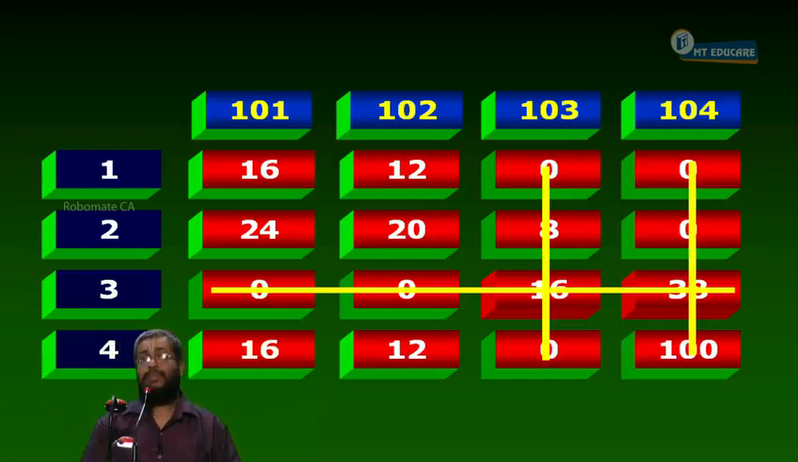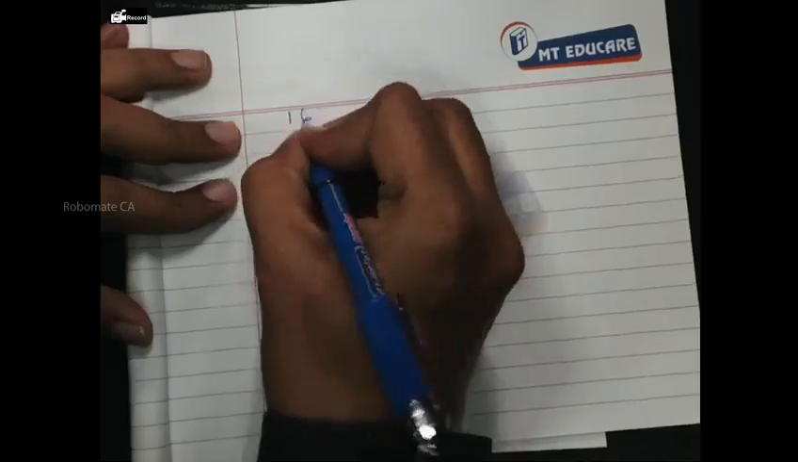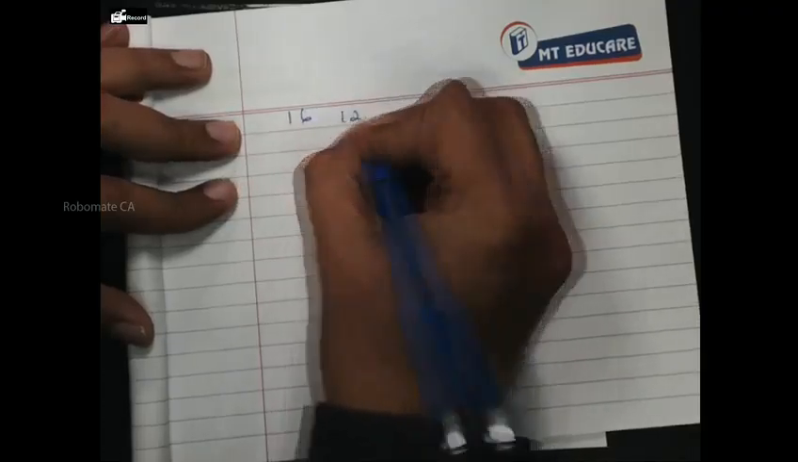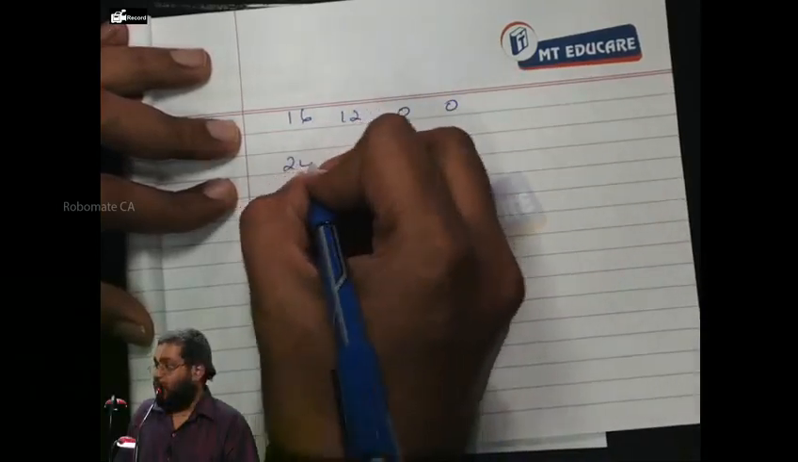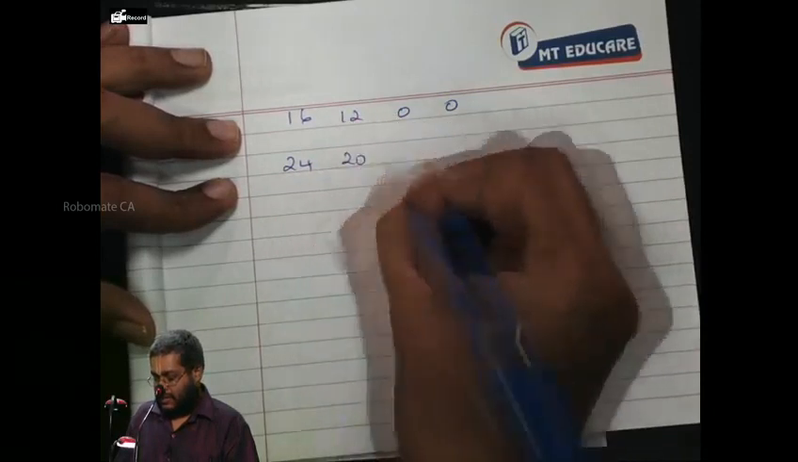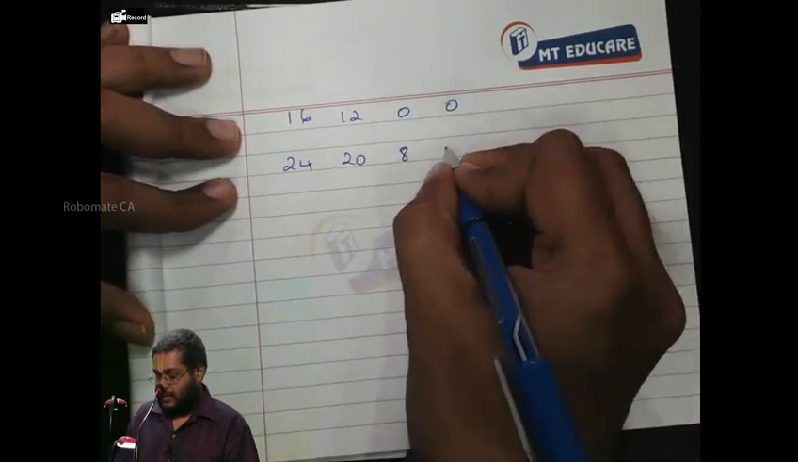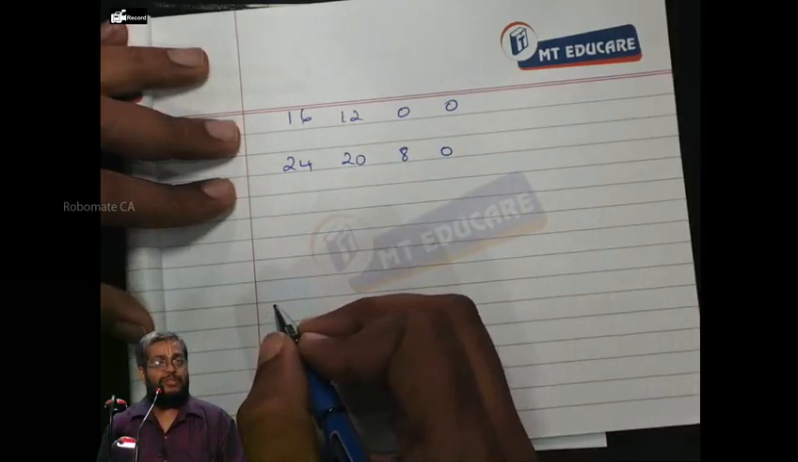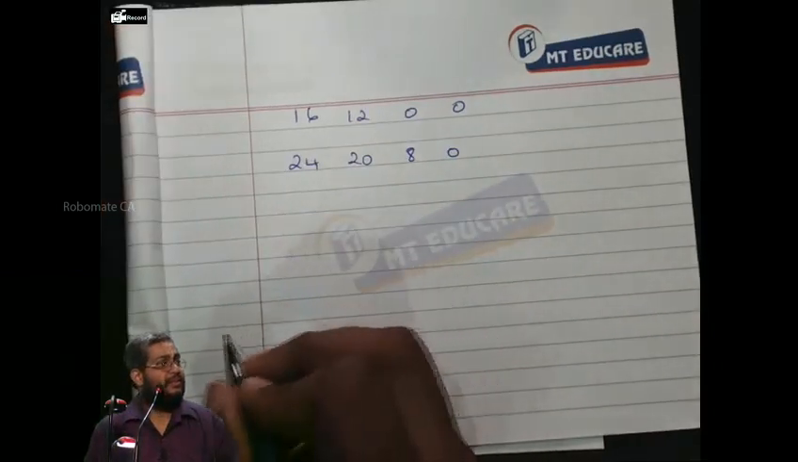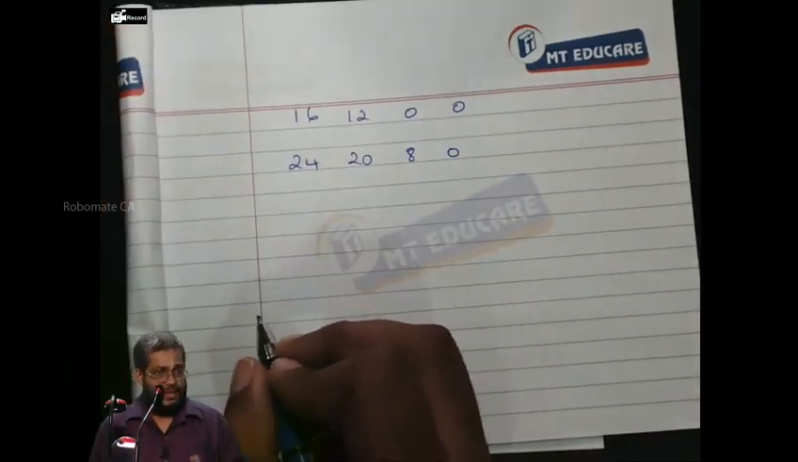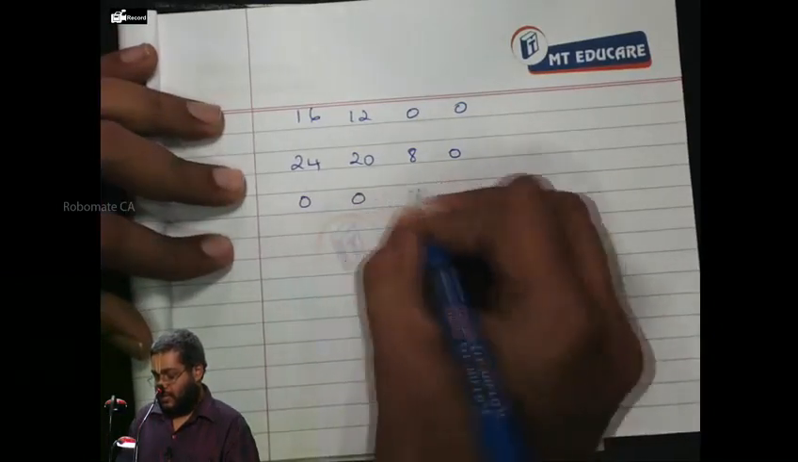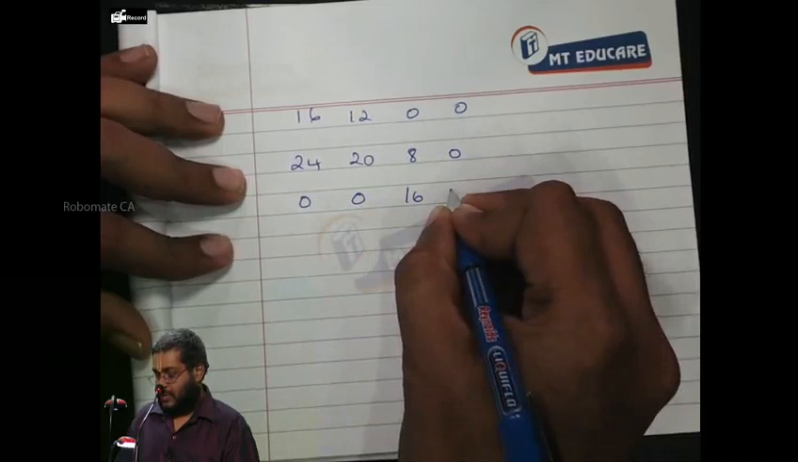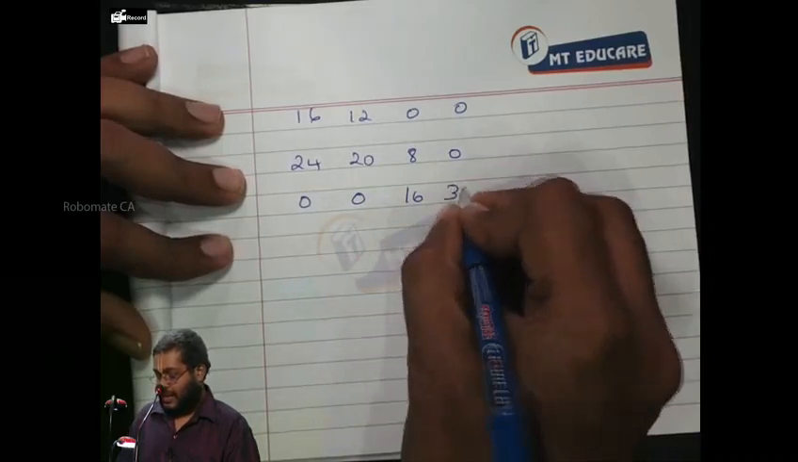Can you read the matrix once again for me? 16, 12, 0, 0. Next is 24, 20, 8, 0. Listen. Next is what? 0, 0, 16, 38. Next, 16.